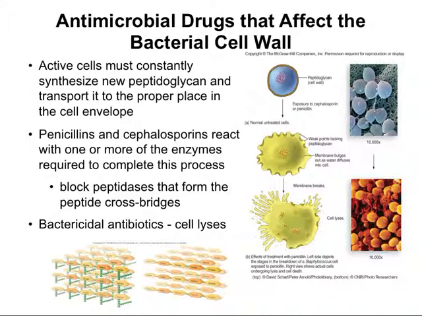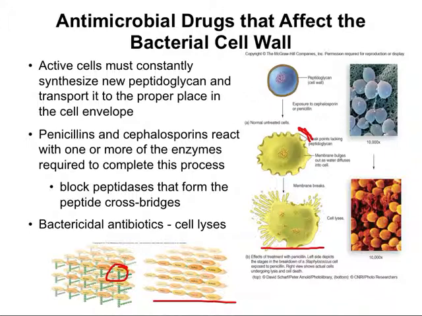For example, they can block peptidases that form the peptide cross bridges that you'll recall are evident in peptidoglycan cell walls. So if there are no cross bridges, then weak points develop in the peptidoglycan cell wall, so that the membrane then bulges out between these weak points and eventually ends up lysing the cell, because there's no longer a cell wall there to prevent cell explosion as water diffuses into the cell.